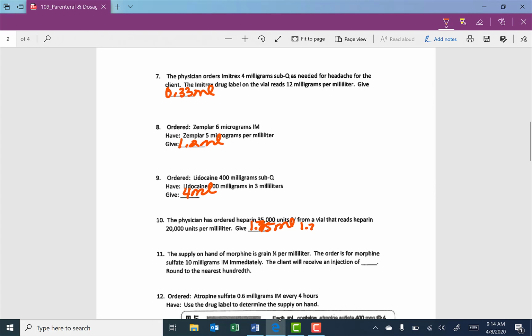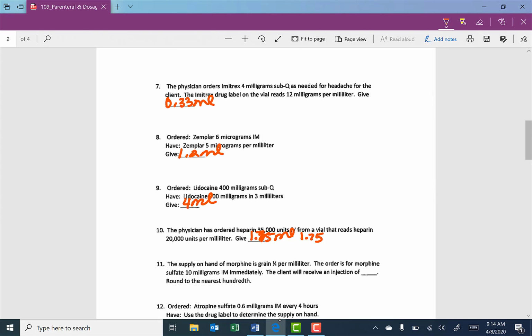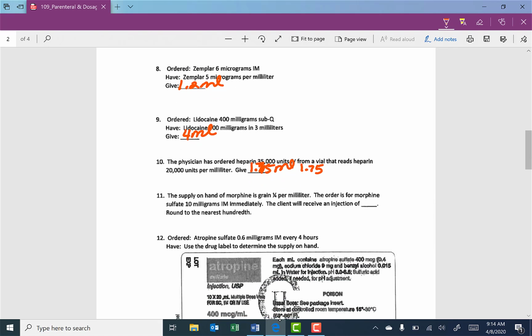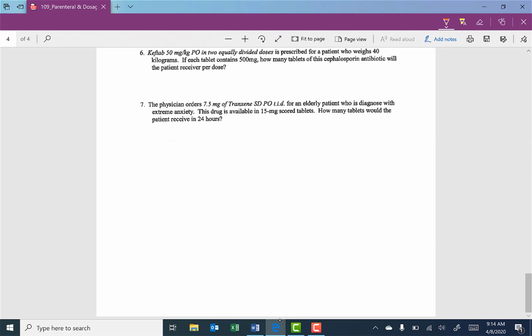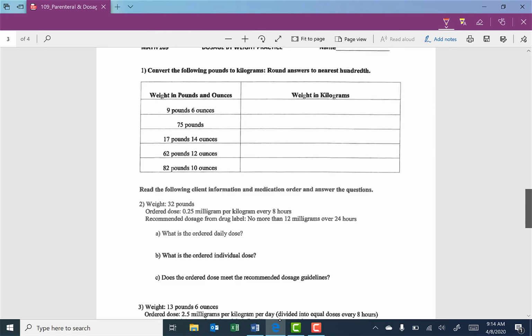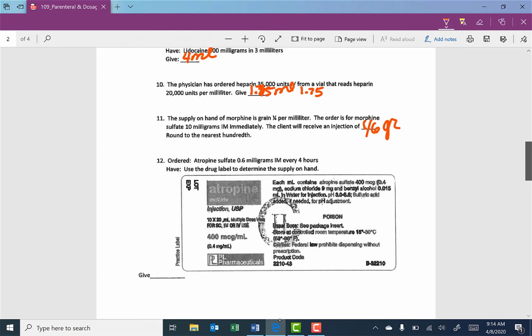Number 9, 4 milliliters. Number 10, 1.75. That is a 1.75. Okay, 11. We have an answer of 1/6 grain. Yeah, that's an apothecary one. That one isn't fun, because you have to do conversions. Number 12, your answer should be 1.5 milliliters. And that is all I want you to do.